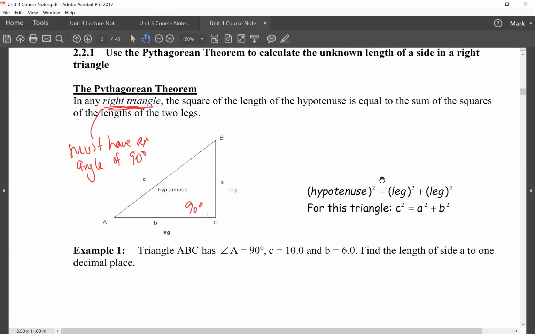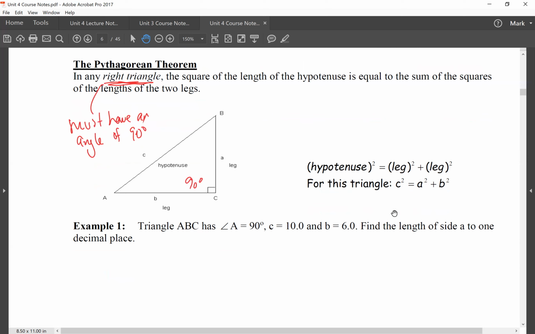Did anybody have a question? Because I heard a microphone. No, okay. So this formula you must know right here.